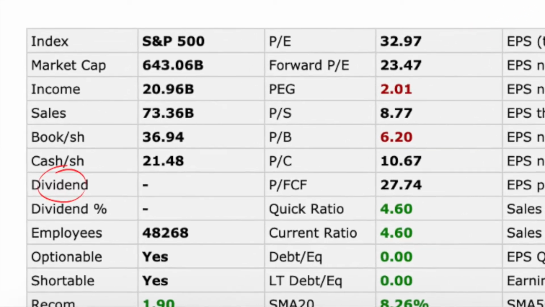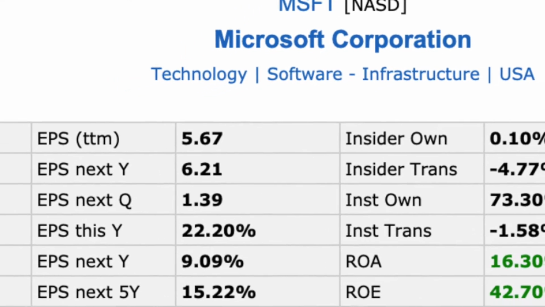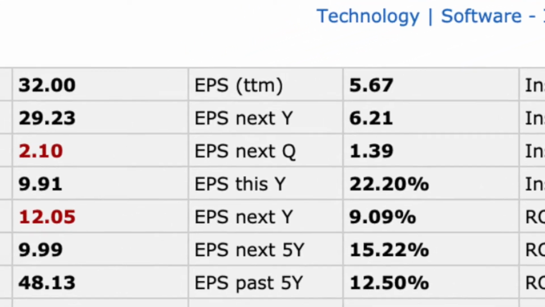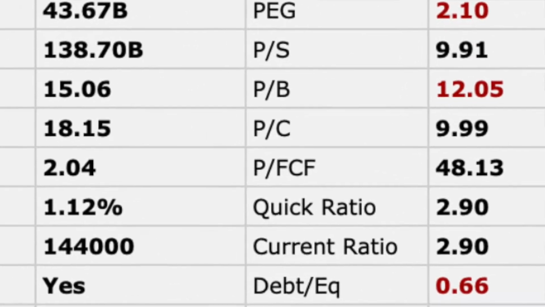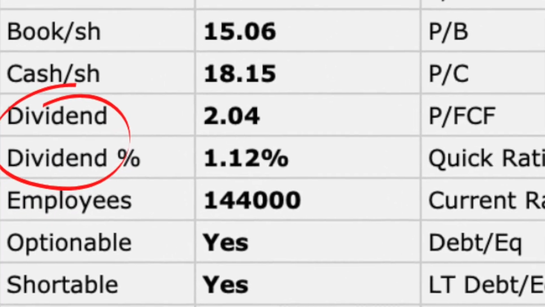The next stat we have is dividend. But since Facebook doesn't pay out a dividend, we can look at a different company instead. Let's look at Microsoft here as an example. The number you see here is the dollar amount Microsoft will pay you for each share you have. So if you have one share of Microsoft, Microsoft will pay you $2.04 annually.